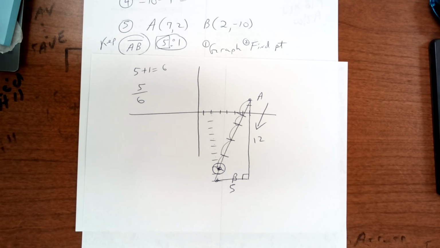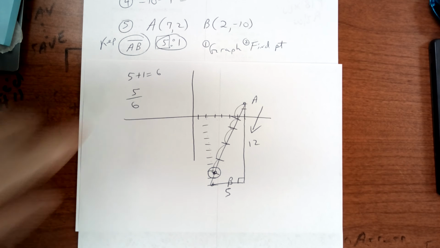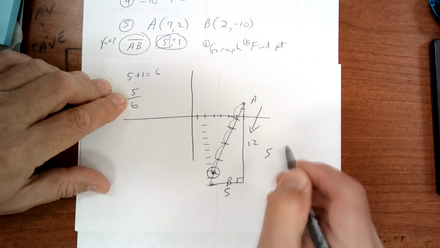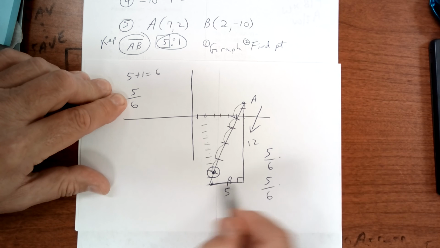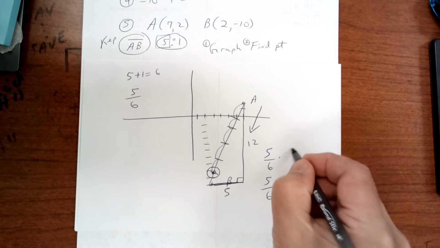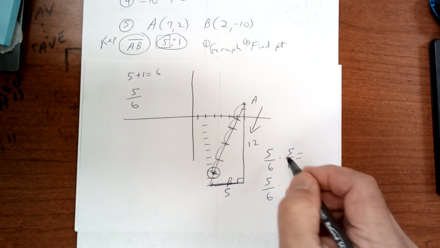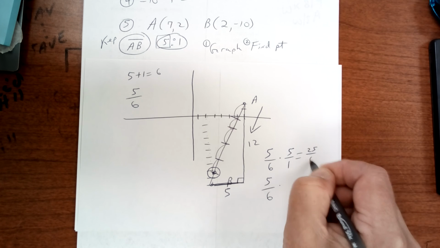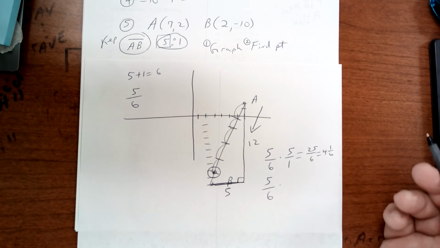Now let's see if we can find that. All right, so now that we kind of know where it's at, let's work it out. So we're going to take 5 over 6 twice, and we're going to multiply times this right here. When you multiply it times 5 over 1, you're going to get 25 over 6. And 6 goes into 25 4 times and 1 6. So it's going to be over 4.